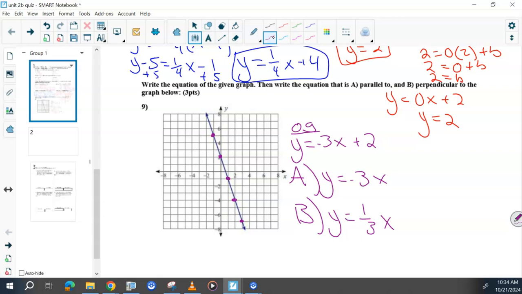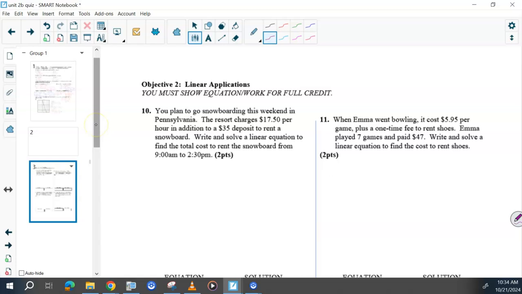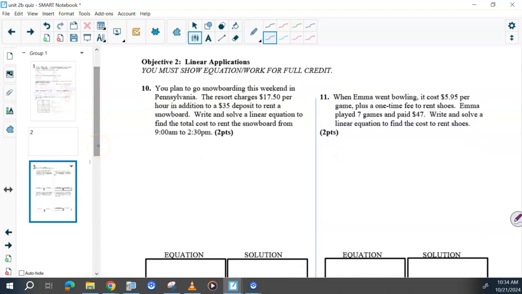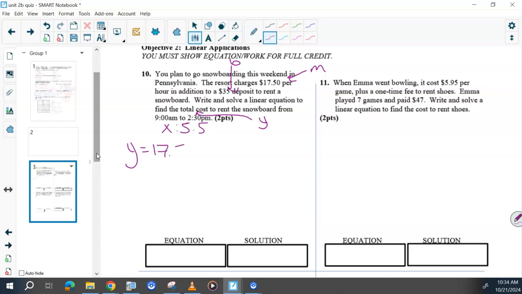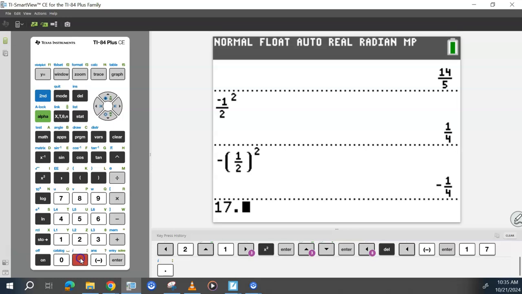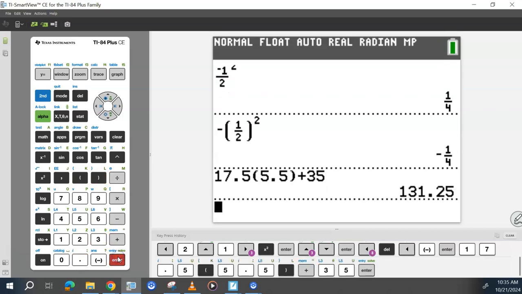Let's go through the word problems. So in number 10, I'm going to label everything first. 1750 was M, 35 was E. This is going to be our X, and we'll count that in a second. And then our total cost was Y. There was argument of how many hours that would be. It should have been 5.5. So if you got 6.5, your answer and work were just a little off. But then most of you set up that equation correctly. Y equals 17.5 times 5.5 plus 35. And then you could have multiplied, then added, or put that all in at the same time. To get a total of $131.25.